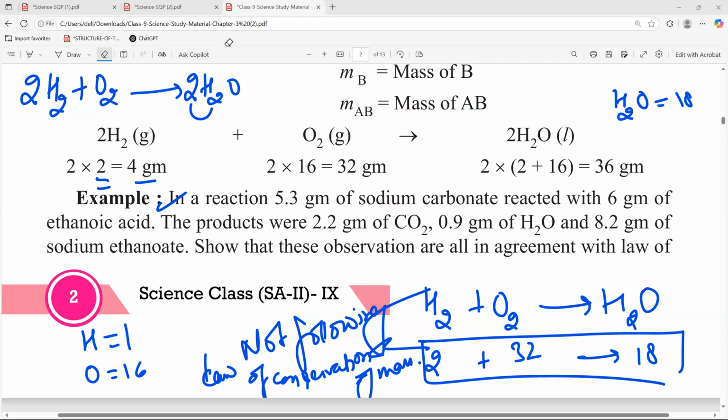Done, sir. So what's the answer for question number three? Is it following the law of conservation of mass or not? Let me explain this one more.